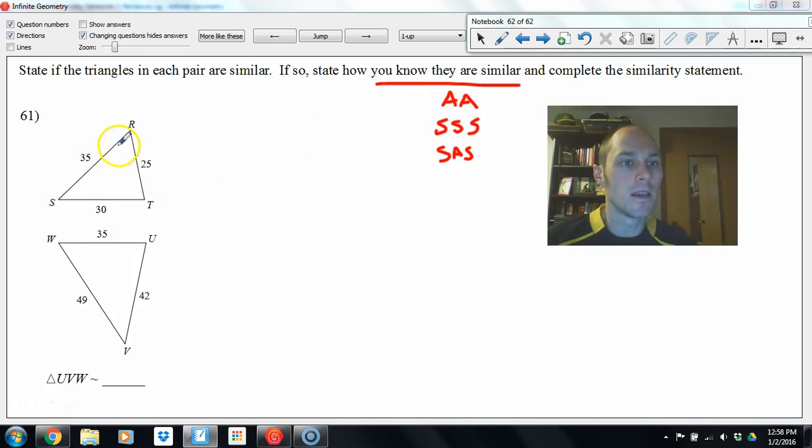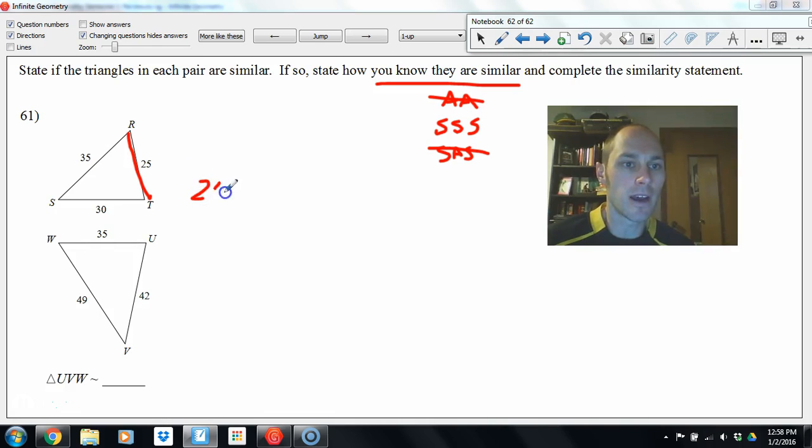We don't have any of the angles, so we're not going to be able to use angle or side angle side. So we're going to need to look to prove by side. So let's match up corresponding sides and see if they are proportional. I'll start with the smaller triangle.